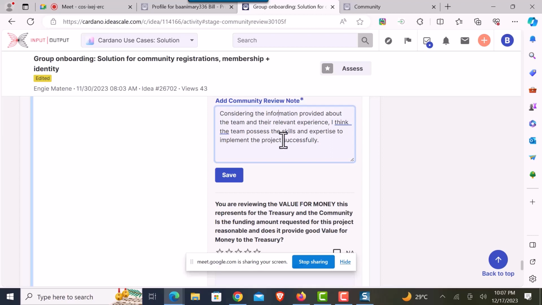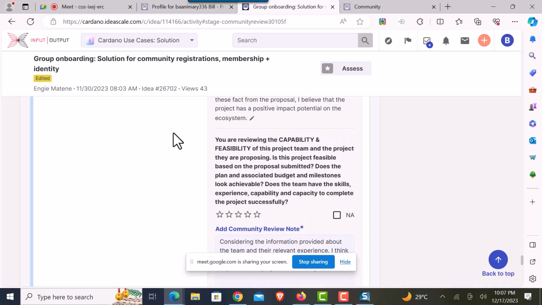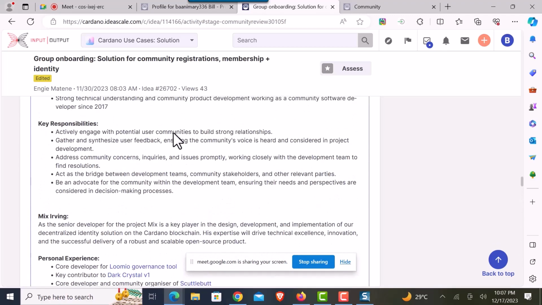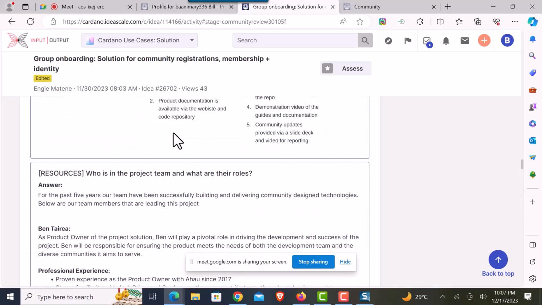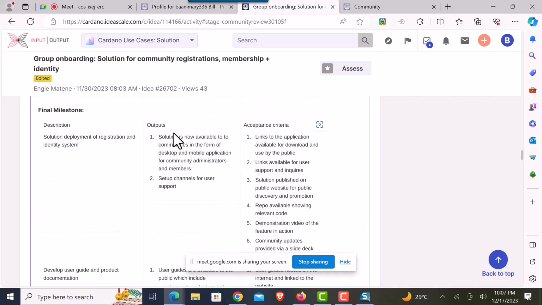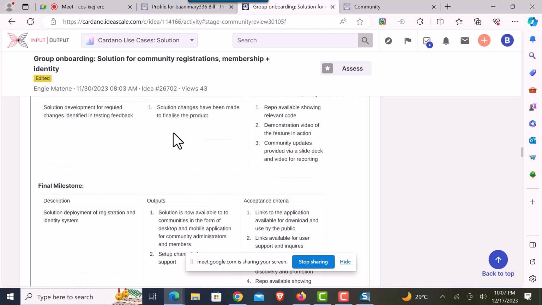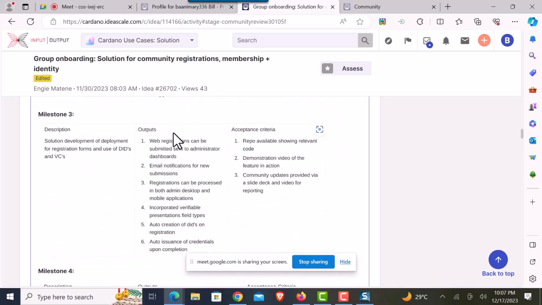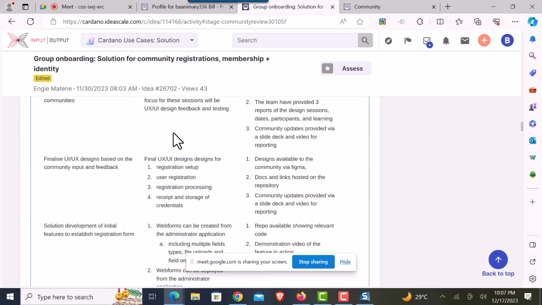Yes, so what we are also supposed to look at is the budget and the milestones. So budget is very important. Let's see how they have broken it down, because the key thing we are looking for in there is the breakdown of the budget into understandable units and identifiable as well.